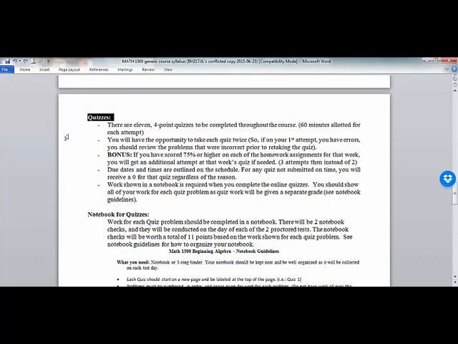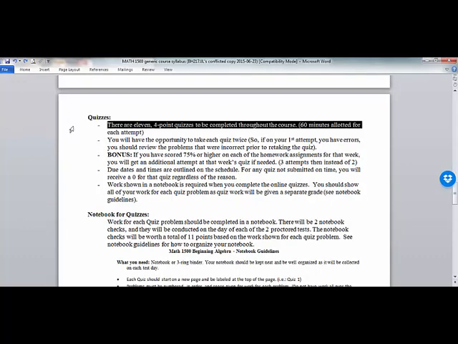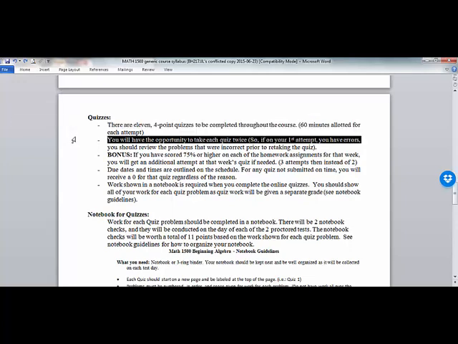Next, quizzes. There are 11 4-point quizzes to be completed throughout the course. There's 60 minutes allotted for each quiz attempt, and that should be plenty of time. You will have the opportunity to take each quiz twice. So, if on your first attempt you have errors, go back and review some of the problems that were incorrect prior to retaking the quiz.